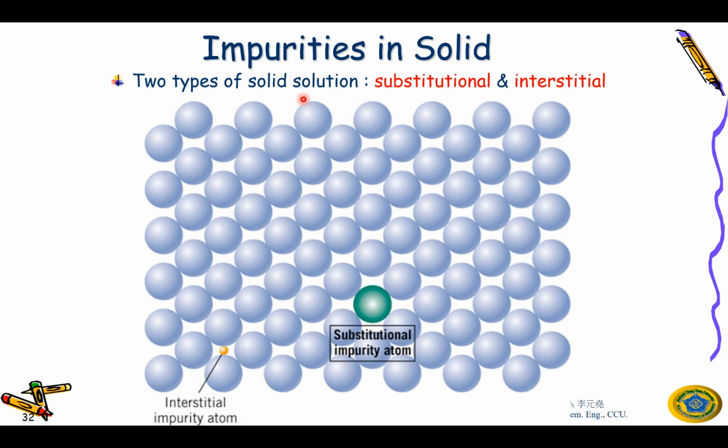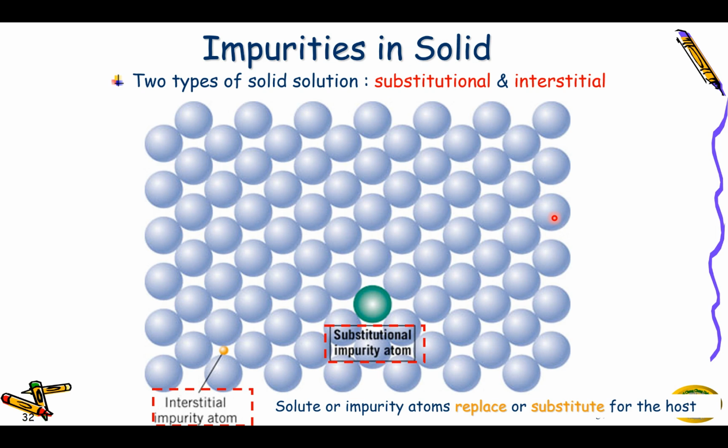So there are two types of solid solution. The first one is called substitutional solid solution. The second one is called interstitial solid solution. Okay. So solute or impurity atoms replace, or substitute for, the host.